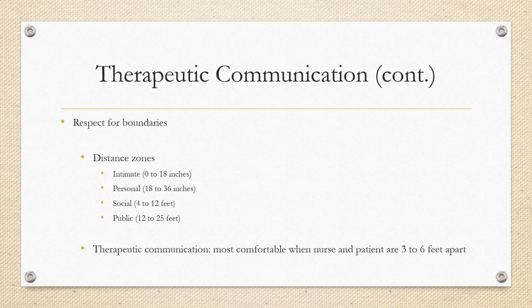The social zone is 4 to 12 feet. It's good for communication at school, work, and business meetings. The public zone is 12 to 25 feet. It's used with a speaker and an audience, small groups. Therapeutic communication is usually most comfortable when the nurse and patient are about 3 to 6 feet apart.